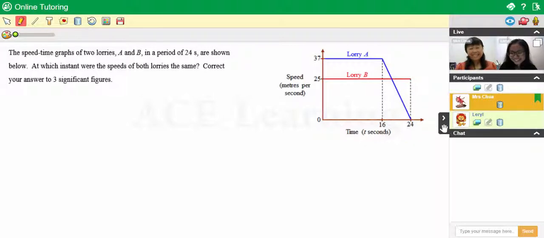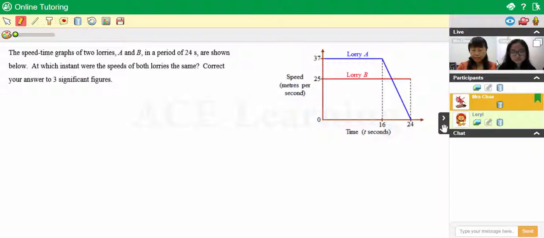Sure. Yes, I understand you have problems with this question, right? Yeah. Okay, I'll read the entire question first. The speed time graphs of two lorries A and B in a period of 24 seconds are shown below. In this case, it's at the side. At which instant were the speeds of both lorries the same? Correct your answer to 3 significant figures.